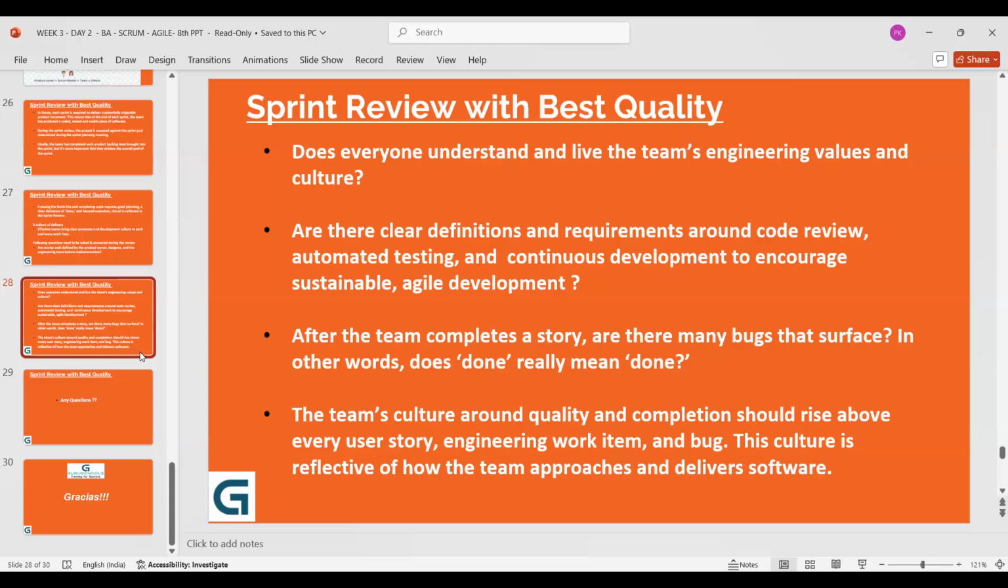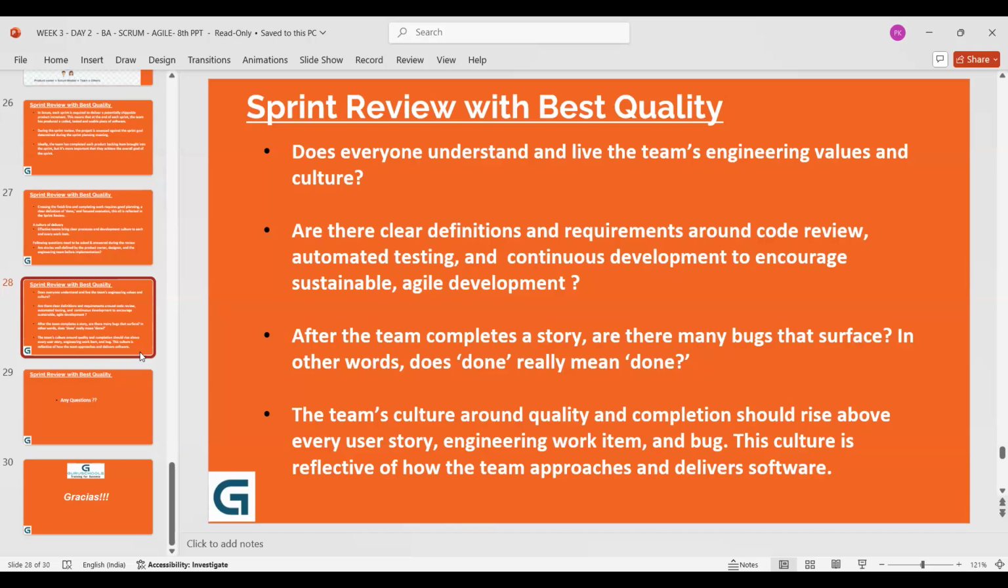Next point. Anyone? After the team completes the story, are there many bugs that surface? In other words, does done really mean done? I personally really like this sentence. Does done really mean done? How powerful and how important this question is. So when we mention that our work is done, that means, is it really done?